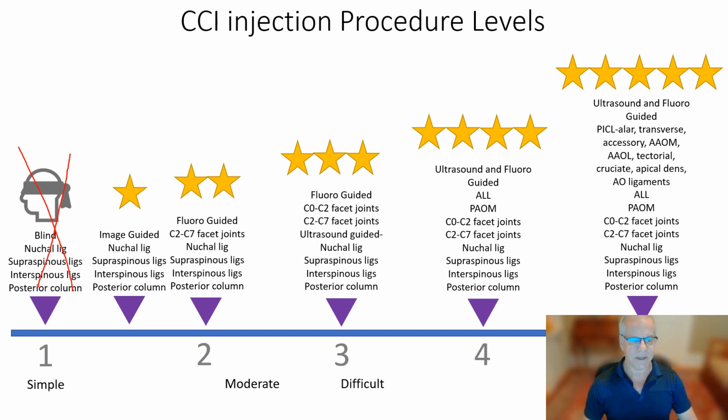So for instance, what's called posterior treatment or posterior prolotherapy is this level 1. And that's just simply hitting the ligaments in the middle going down the spine, nuchal ligament, supraspinous, interspinous ligaments, and sometimes hitting what's called the posterior column. You're not getting into any of the joints in the neck. All you're doing is placing the needle in that general vicinity.